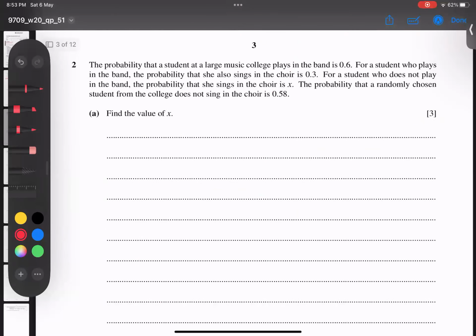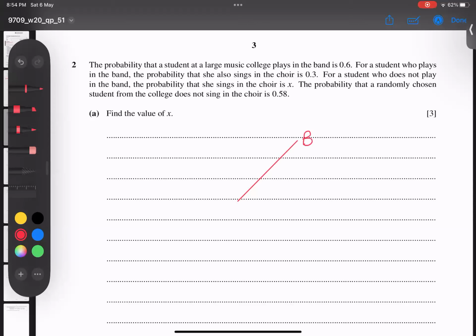Question number 2: the probability that a student at a large music college plays in the band is 0.6. For a student who plays in the band, the probability that she also sings in a choir is 0.3. It means plays in the band and sings in the choir, right? For a student who does not play in the band, the probability that she sings in a choir is x. So it means we have 2 options for students: one, playing in a band, and the other, not playing in a band.